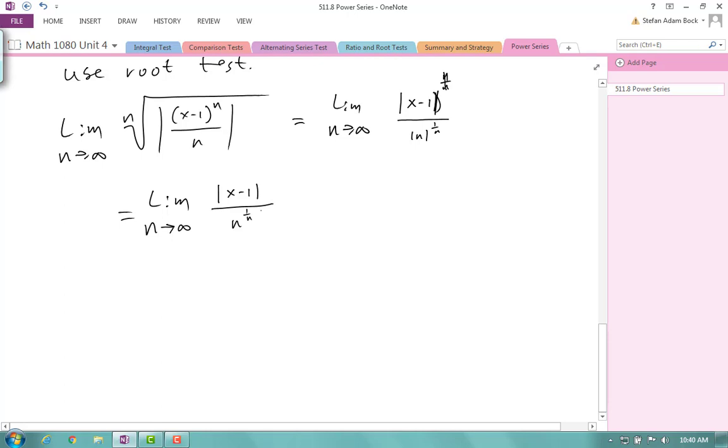But this x value is determined separately from the n's. It's an independent variable. It doesn't depend on the n's, and the n's don't depend on the x's. So, technically, when considering the n, this x is just some other constant.